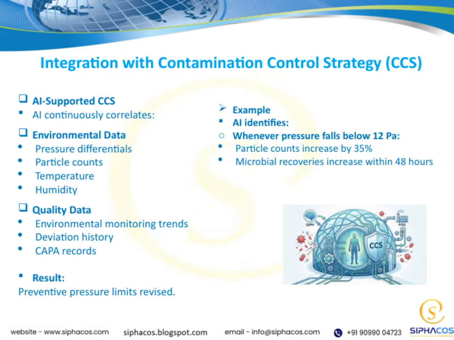Let's look at a real example of how AI steps in. When pressure drops below 12 pascals, particle counts jump by 35%. Microbial recoveries also rise within 48 hours. The AI doesn't just spot this. It connects the dots across environmental data like pressure, temperature, humidity, and particle counts. It also pulls in quality data, such as monitoring trends, deviation history, and CAPA records. The outcome: we update preventive pressure limits, making our contamination controls smarter and more proactive.